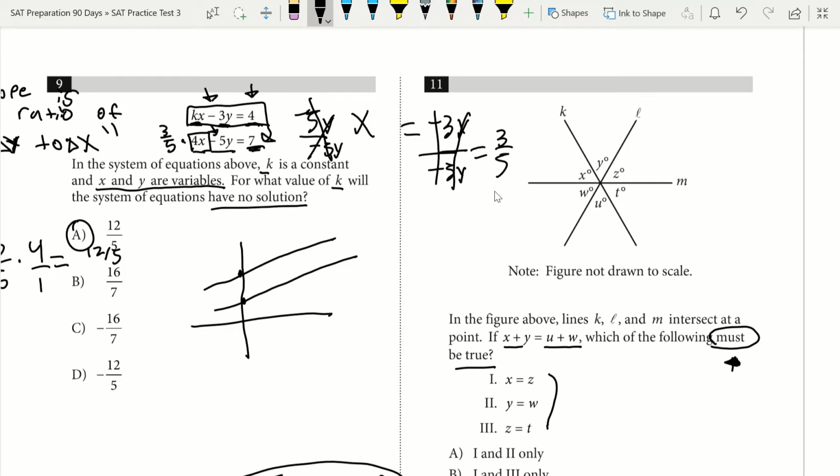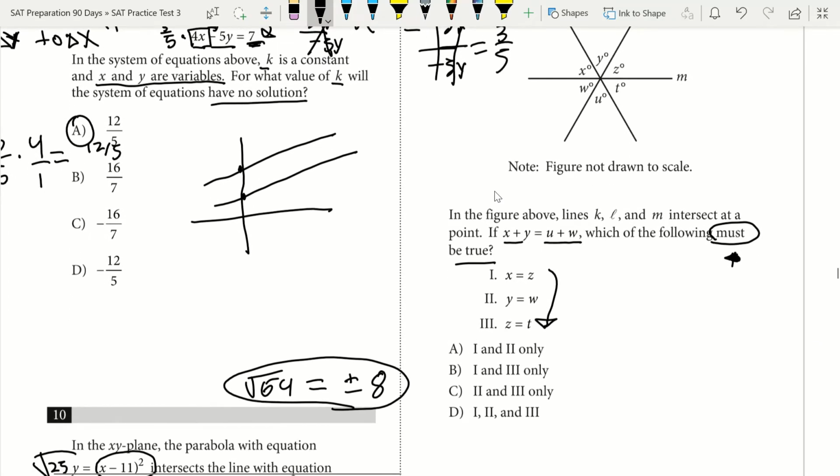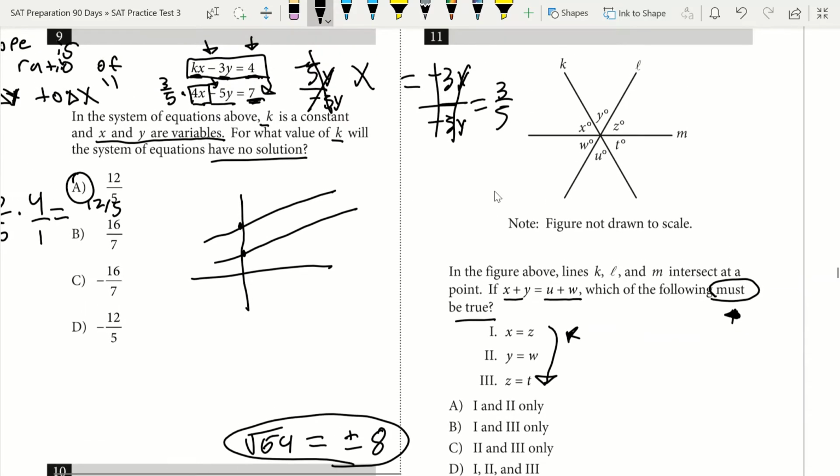So we have 3 statements. So we're just going to go through down the line 1, 2, 3. And that's what I recommend you do. So if you want to put that in your notes as well, go ahead and do that. We're going to take each one on its own and figure out whether it's true or false, right? Does it have to be true? Does it must be true? Well, let's see here. So we got our first one is x equals z.